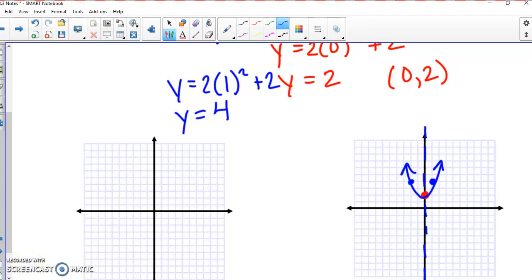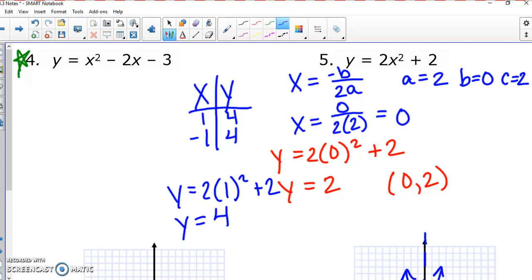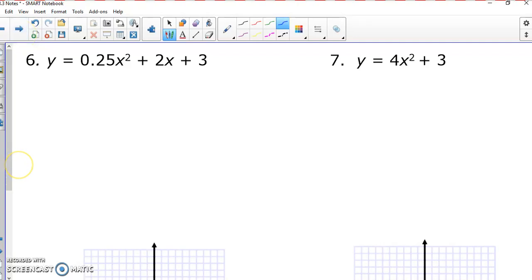Alright, so now that you've got that one, you should be good to go ahead and finish the rest. So you should be finishing number 3 on the previous page, number 4 on this page, and then I want you to go ahead and complete numbers 6 and 7 as well. And remember, you can check your answers with my answer key.